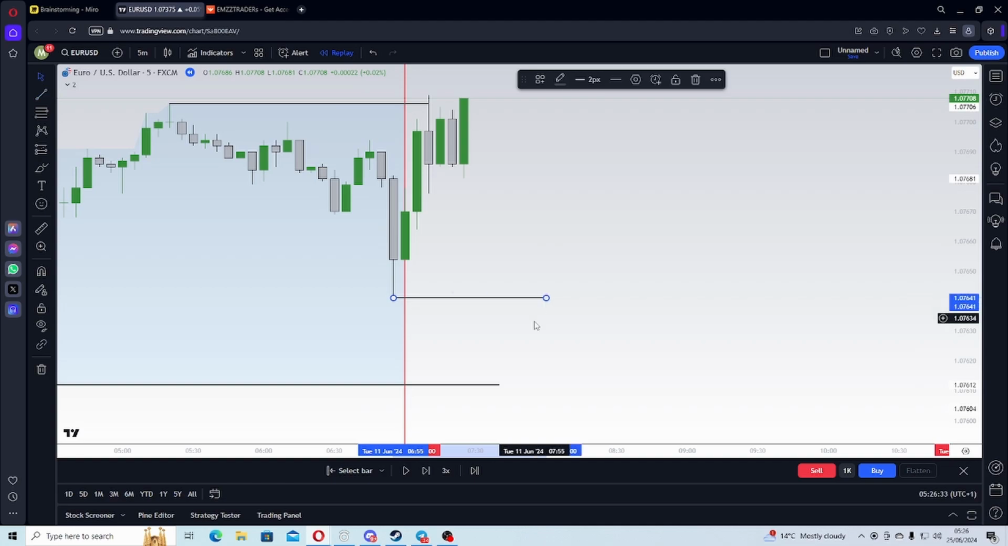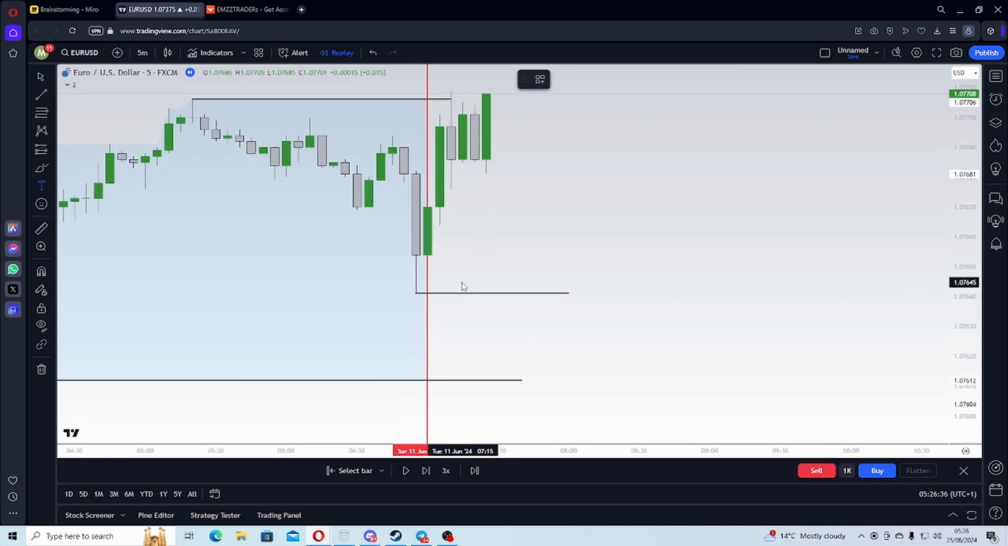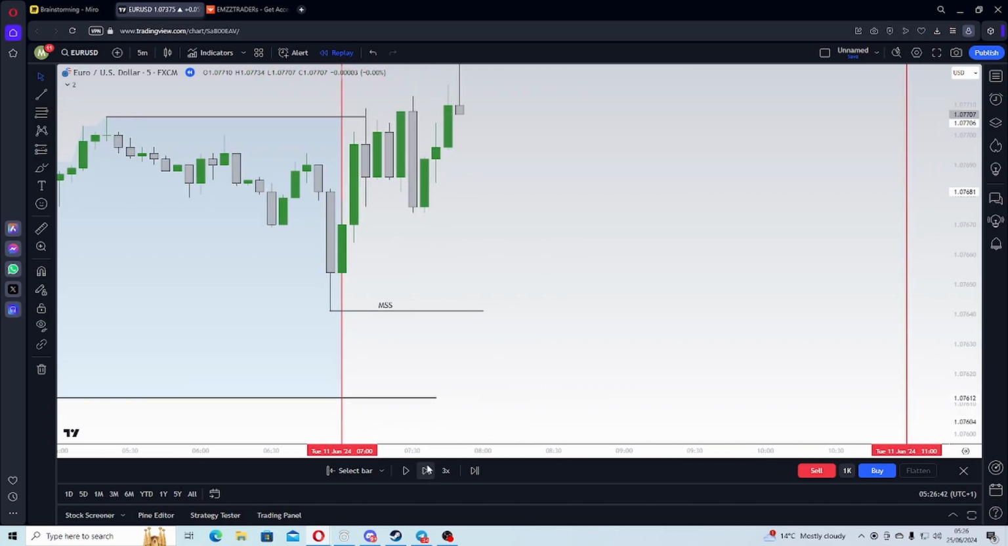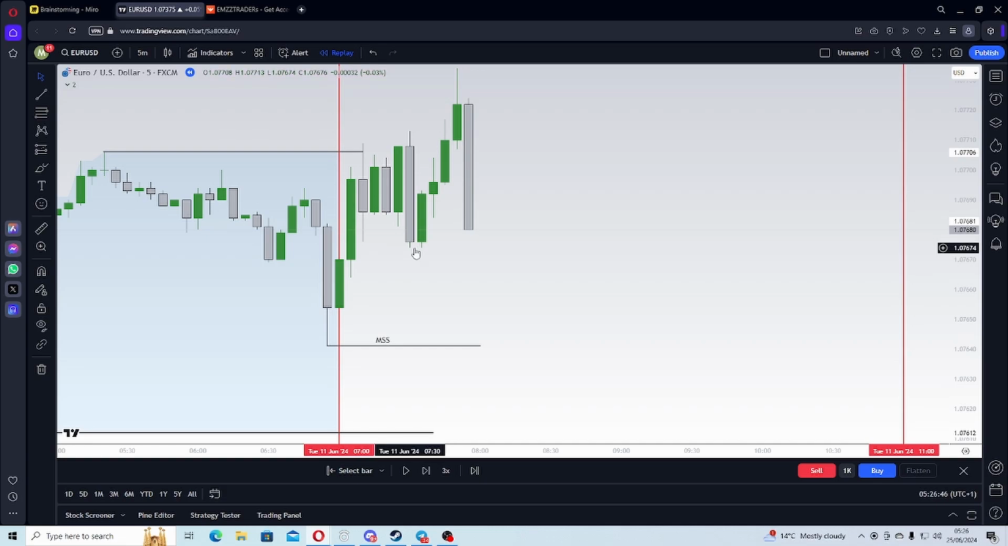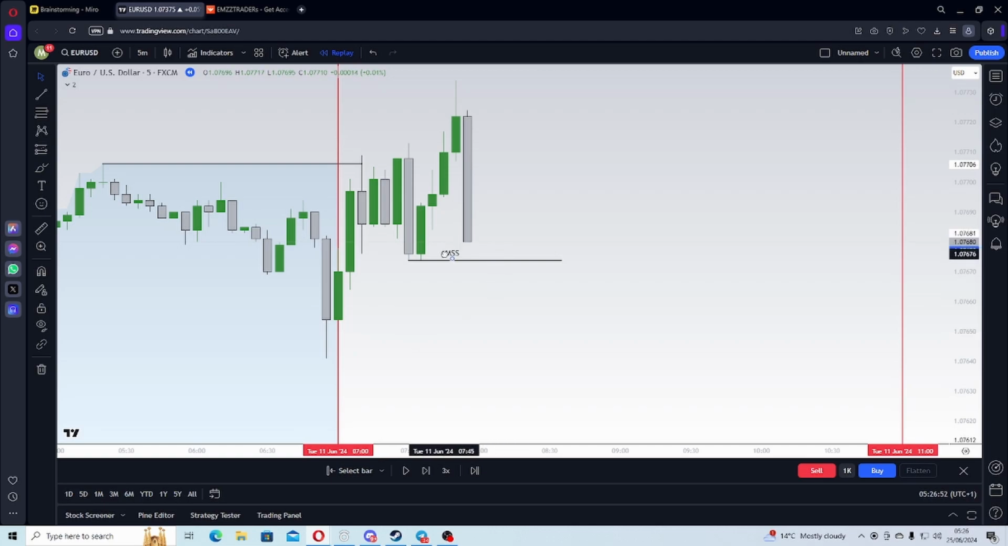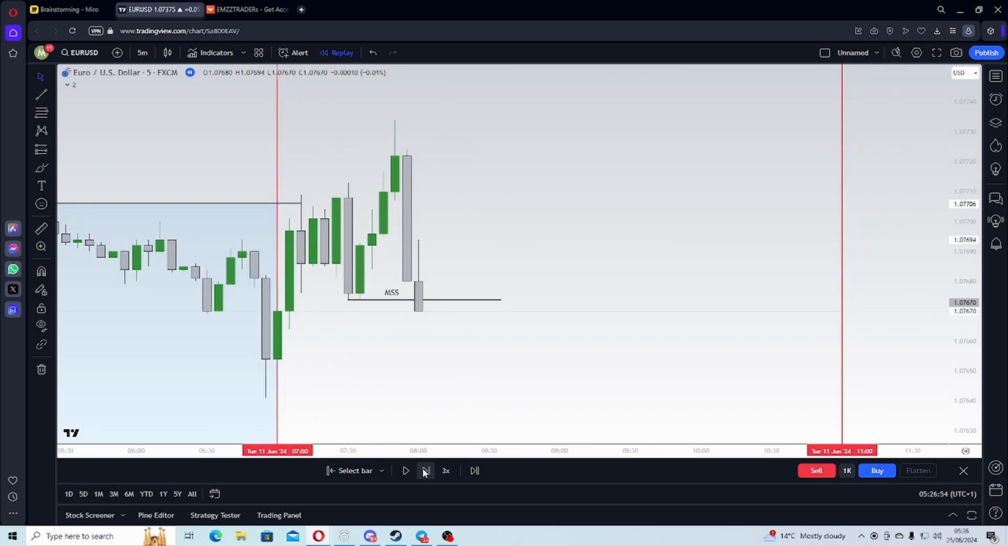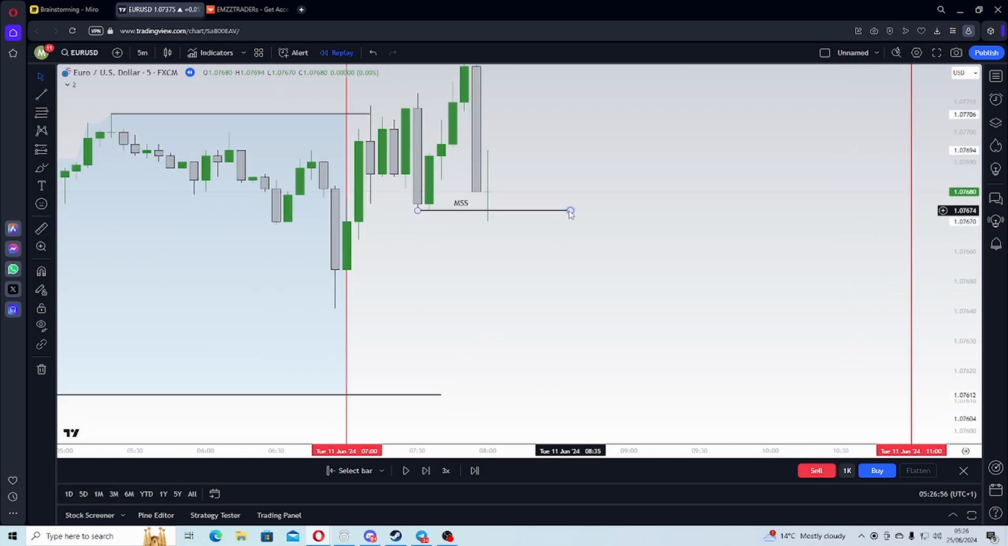So once this actually gets swept, this will be the market structure shift, which is right here. And I can actually also look for the displacement. As you can see, it just created another fractal low right here. So we can move this up all the way here, okay? And this could be here too. Once that gets swept, as you can see, that's a market structure shift right there.